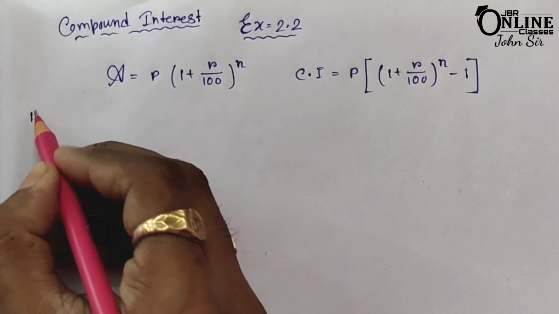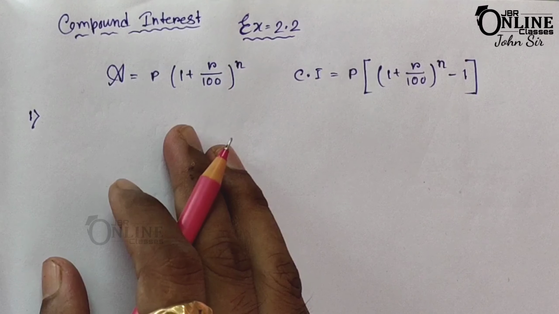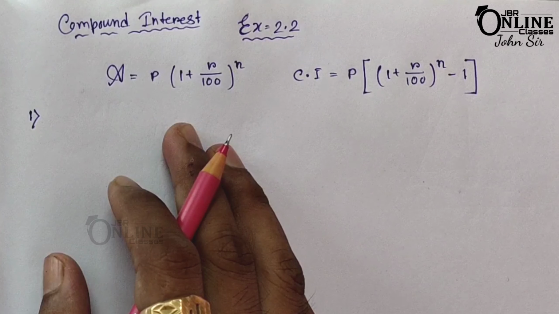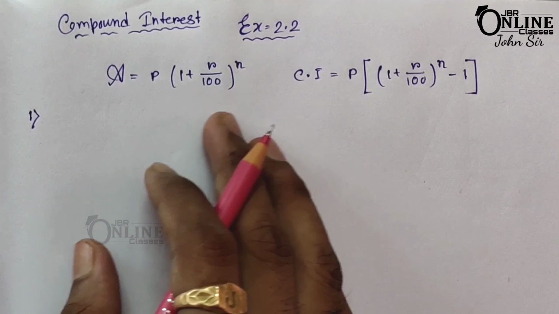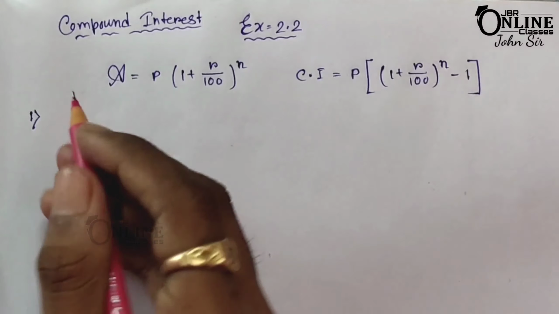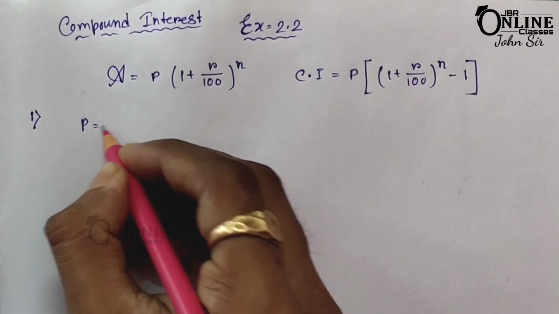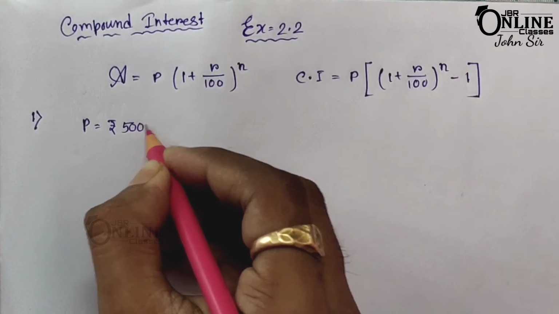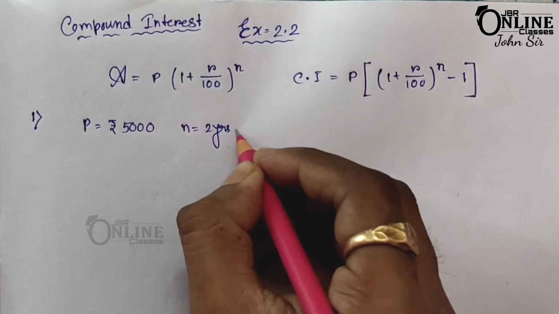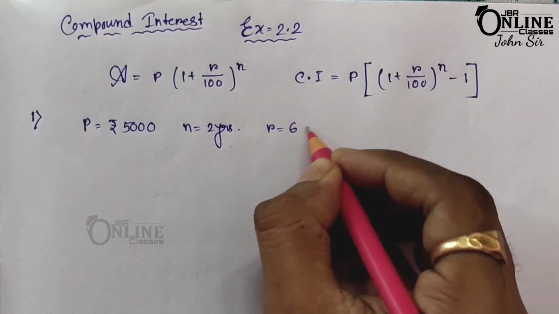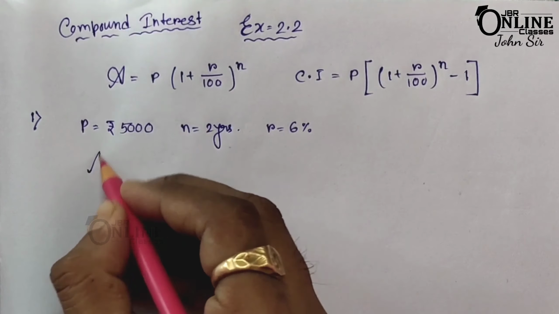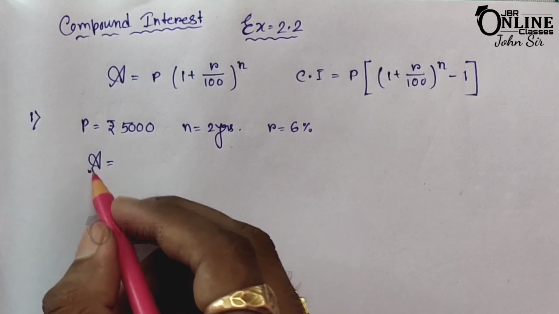So here the first problem. Find the amount and the compound interest on rupees 5,000 for 2 years at 6% per annum, interest payable yearly. Okay, so here principal equals rupees 5,000, n, that means the year, equals 2 years, and the rate of interest equals 6%. So first I have to find out the value of amount.